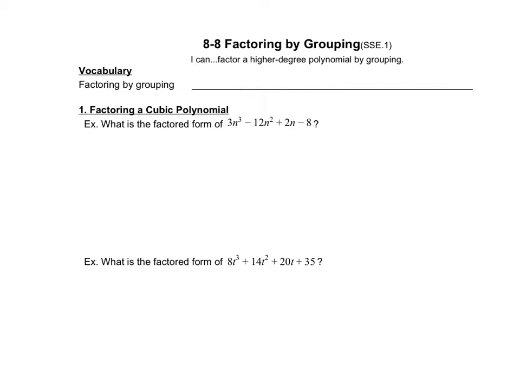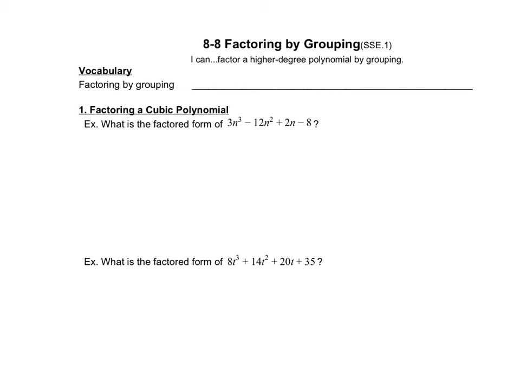So just looking at it, sometimes when we start to factor, we want to factor out the greatest common factor if there is one. If I look at this first example, what is the factored form of this polynomial, which is 3n cubed minus 12n squared plus 2n minus 8? There is nothing in common. There's no numbers or variables that each one of these have in common. And as a higher order, what I can do is look at factoring by grouping.